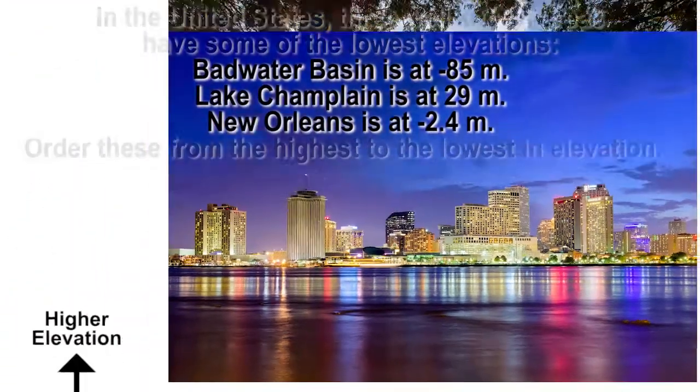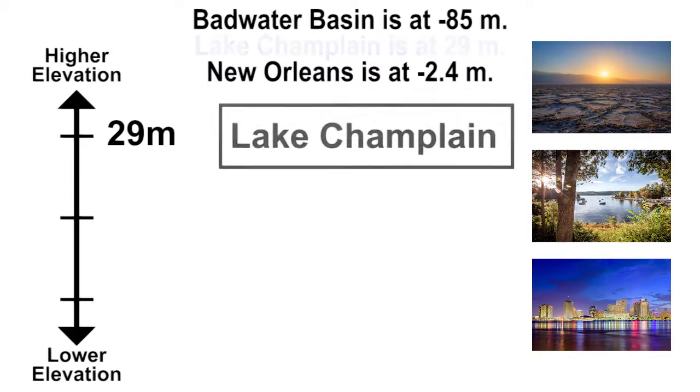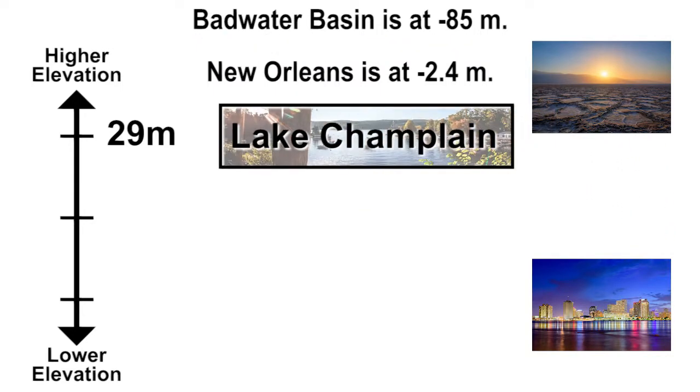As students reason through this, they will note that Lake Champlain is above sea level and a positive number. Therefore, it is the highest in elevation, as positive numbers have greater value than any negative numbers, and it should be listed first. Next, there are 2 areas, both below sea level, shown with negative numbers that need to be ordered.